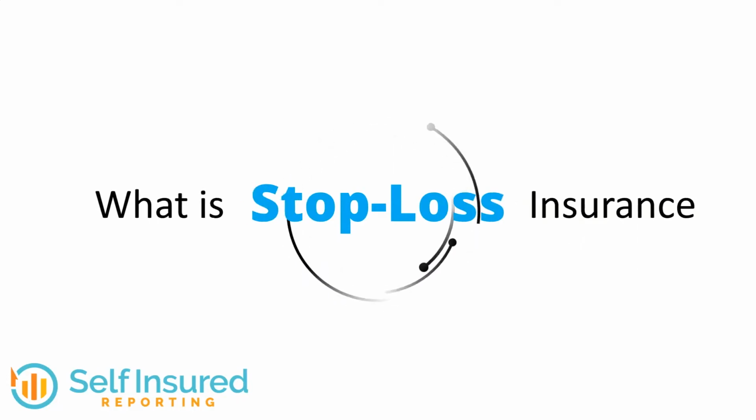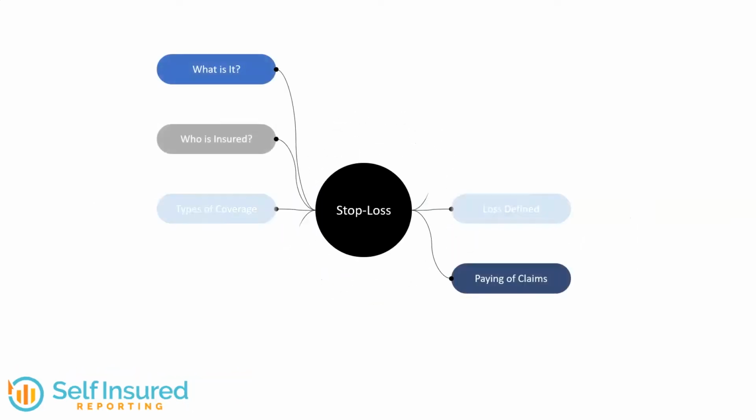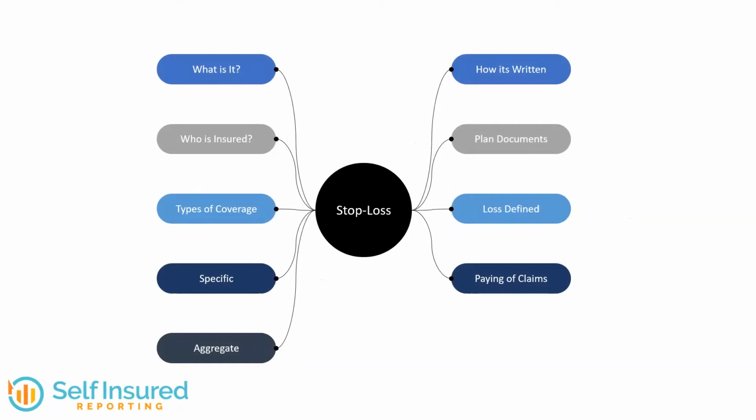Today we're going to talk about stop-loss insurance. Here's an overview. First we're going to go over what it is. Then we're going to cover who's insured. Then the types of coverage, specific and aggregate. And next we'll take a deeper dive into how it's written, the plan documents, how we define losses, and the paying of claims. Let's get started.